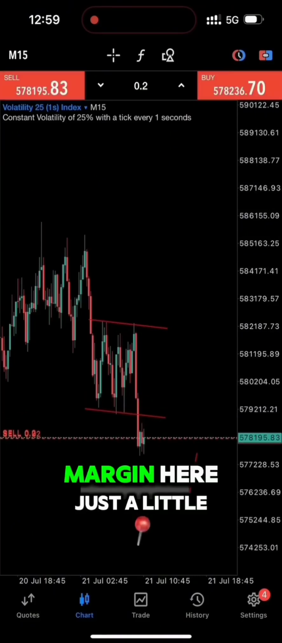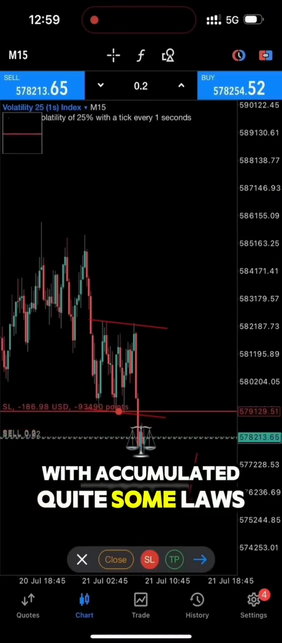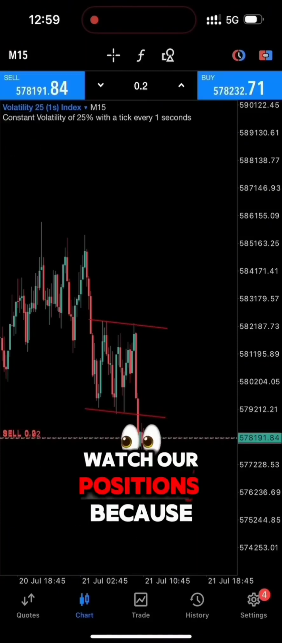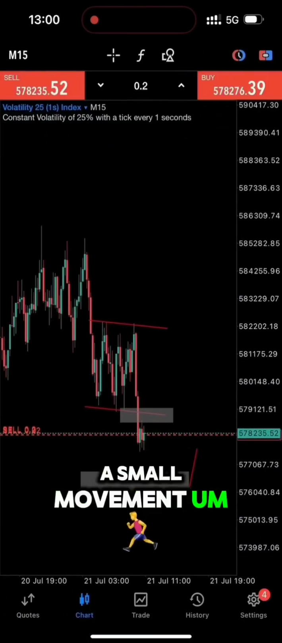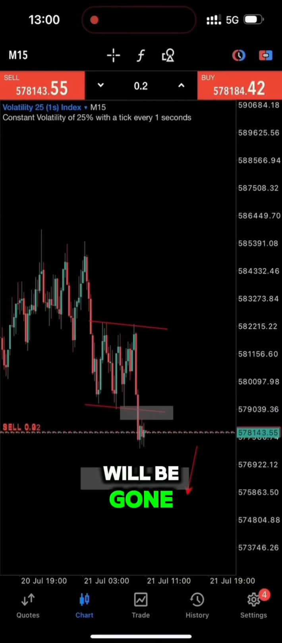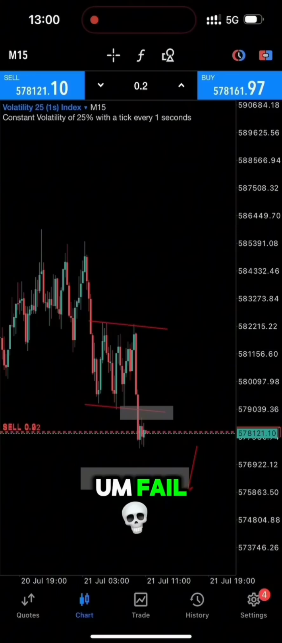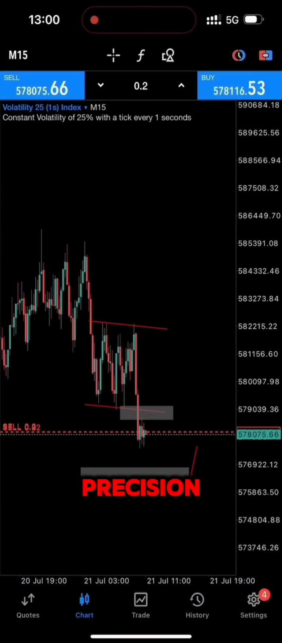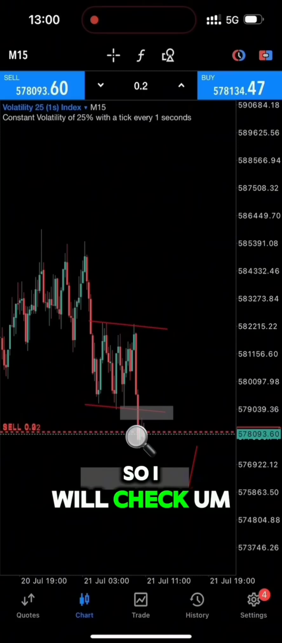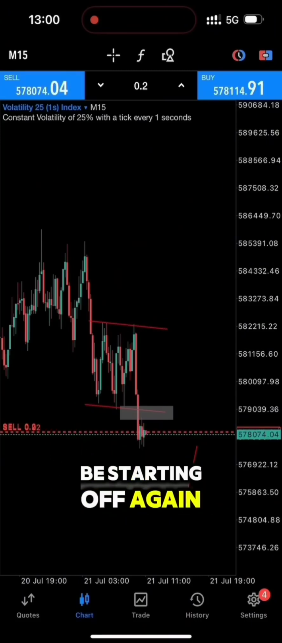So upon going full margin here, just a little bit, we accumulated quite some loss, so we'd have to watch our positions, because just a small movement, that's boom, the account will be gone. All right, so that will be giveaway number one, fail. So we have to make sure we do all the things with precision. So I'll check the accounts I've logged in, and then tomorrow I'll be starting off again.